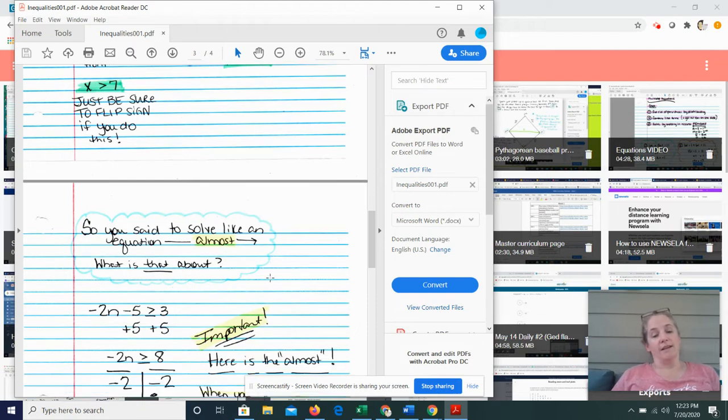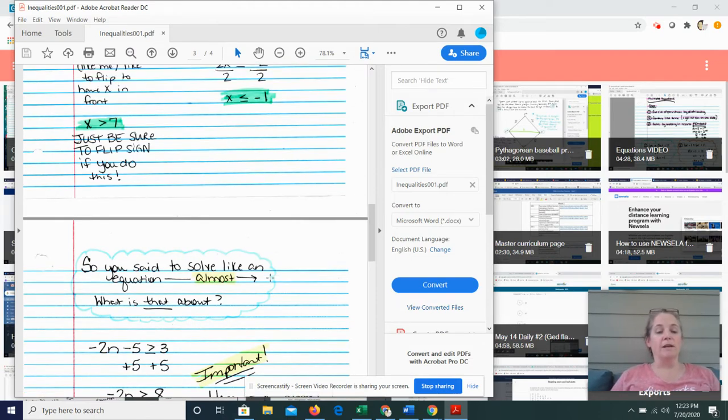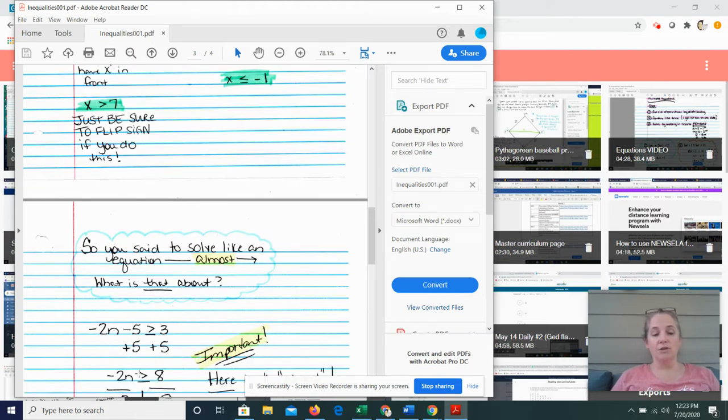So you're saying, you said to solve like an equation almost. So what is that about? Well, let's try this one right here. You've got negative 2n minus 5 is greater than or equal to 3. We know that we add 5. We've got negative 2 times n here and then minus 5. So we're going to get rid of the minus 5 first by adding 5. That leaves us negative 2n is greater than or equal to 8.